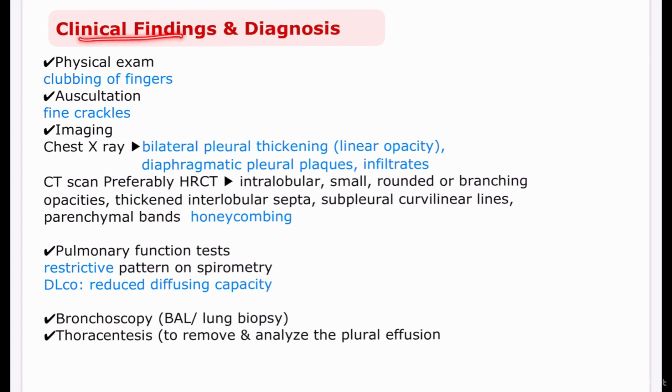The clinical findings include clubbing of fingers in the physical exam, and hearing fine crackles by stethoscope on auscultation because it's an interstitial disease. As for imaging tests, chest X-ray is the best initial test, and it may show bilateral pleural thickening with linear opacity and diaphragmatic pleural plaques and infiltrates.